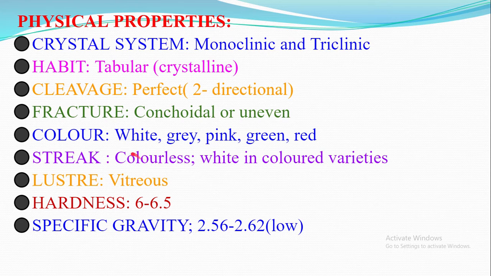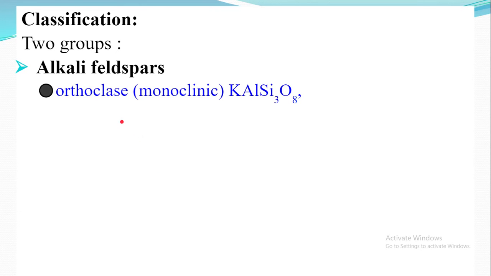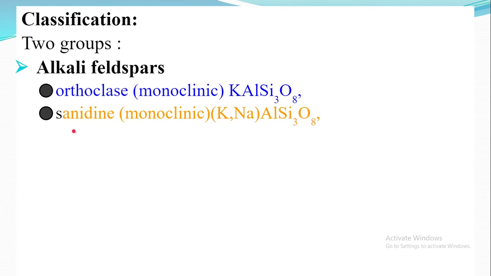Okay, then whether it has cleavage or not. Generally in many of the feldspars cleavage is absent, then it will be good. In classification there are two groups, as we discussed: alkali feldspar and plagioclase feldspar. In alkali feldspar we have orthoclase. The crystal system is monoclinic, and this is potassium aluminum silicate. Then sanidine, it is also monoclinic.